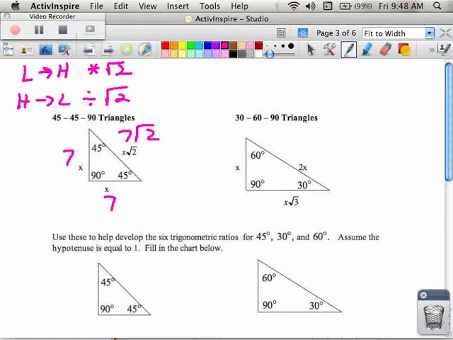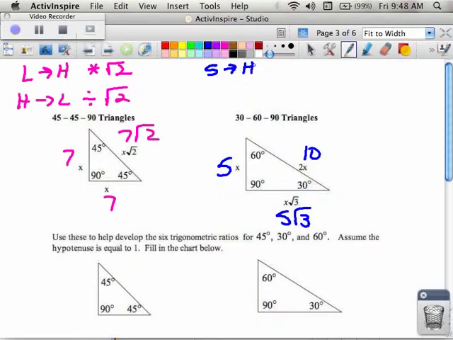In the 30, 60, 90 triangle, on the other hand, I could pick some numbers like, for example, maybe 5, 10, and 5 square root of 3. If we look at some easy rules to work with, if I'm going from the short leg to the hypotenuse, I'm going to use small, medium, and large.